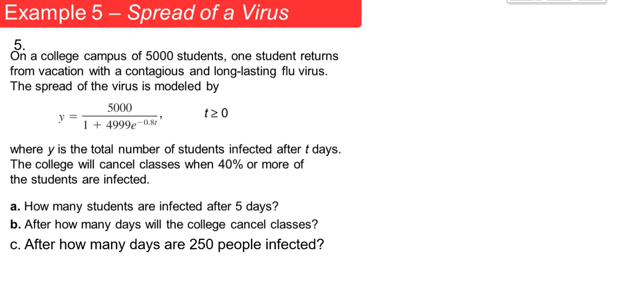So for this one, I have my model, and I'm just going to start way up here on the right. So this is number 5, and my model is y equals 5,000 over 1 plus 4,999 e to the negative 0.8t, t is greater than or equal to 0. And so I'll just color code these problem parts. A, how many students are affected after 5 days?